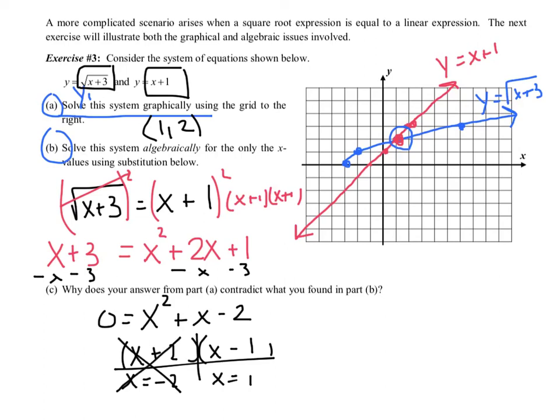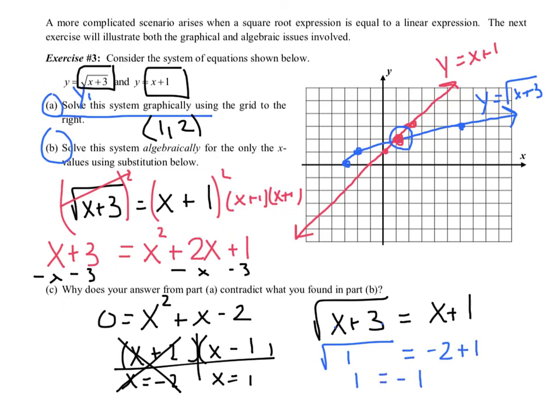Now again, I could plug it into the original, x plus 3 equals x plus 1, and check. If I plug negative 2 in, negative 2 plus 3 is 1, and negative 2 plus 1 is negative 1. I get 1 equals negative 1. That does not check, so I'm rejecting that answer. Now 1 should check. And if x equals 1, to get the y value, I just plug it back in. 1 plus 1 is 2.